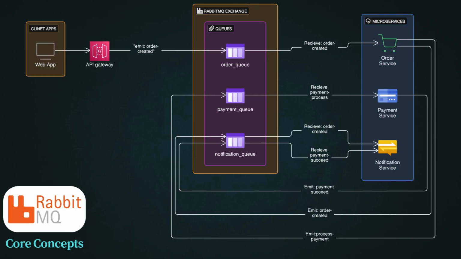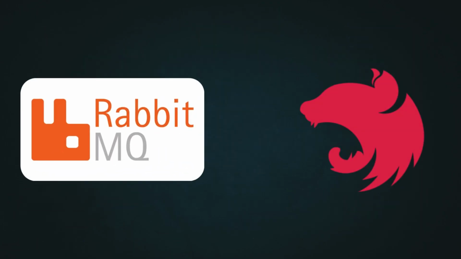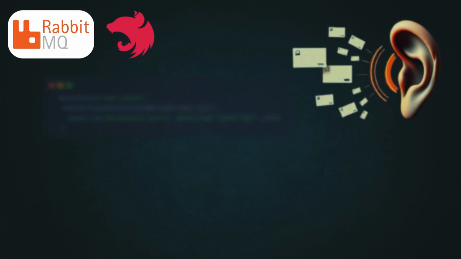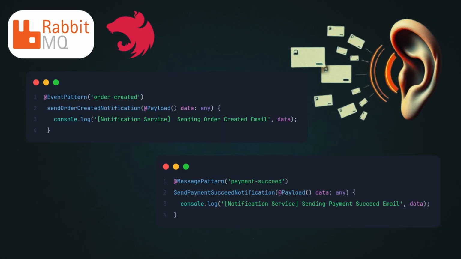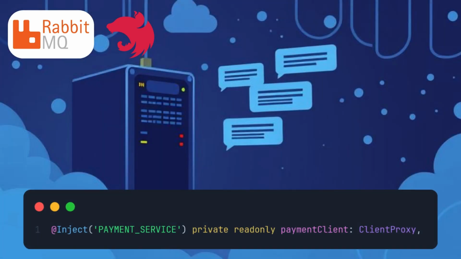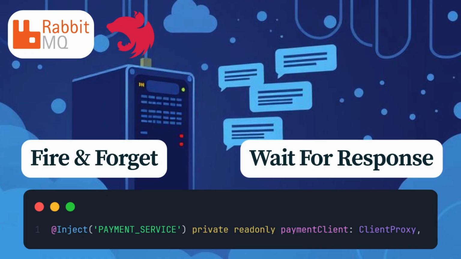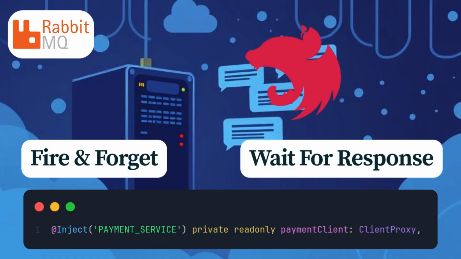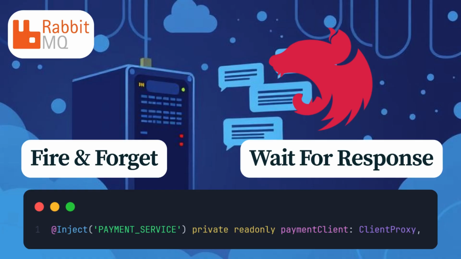So now let's talk about how RabbitMQ works with NestJS. Well, NestJS makes working with RabbitMQ super clean. You can use decorators like event pattern to listen for specific messages and use client proxies to send messages. You can send fire and forget messages or wait for a response. NestJS handles all the underlying logic for us.